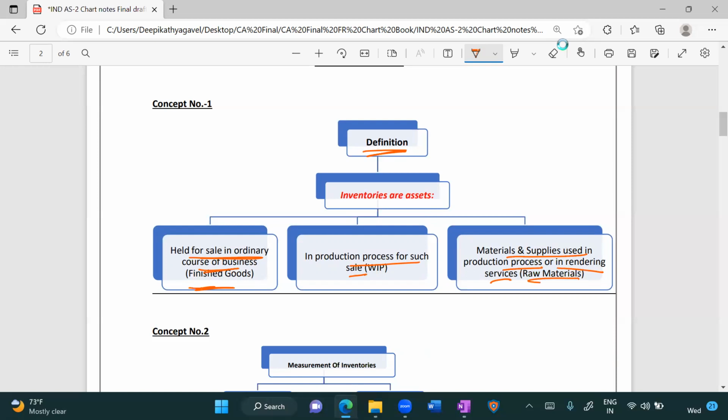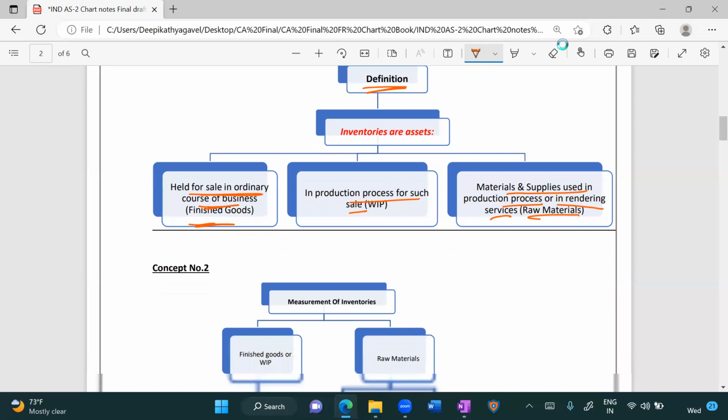So what do I mean by this? Inventories comprise your finished goods, your work in progress, and your raw materials. Right? So the standard says inventories are assets which are either held for sale in the ordinary course of business, which is your finished goods, or in the production process for such sale, which is your work in progress, or materials or supplies which are used in the production process or in rendering services, which is your raw material. So all of this, your finished goods, your WIP, and your raw material, comprises your inventory. So that's the scope of the standard.